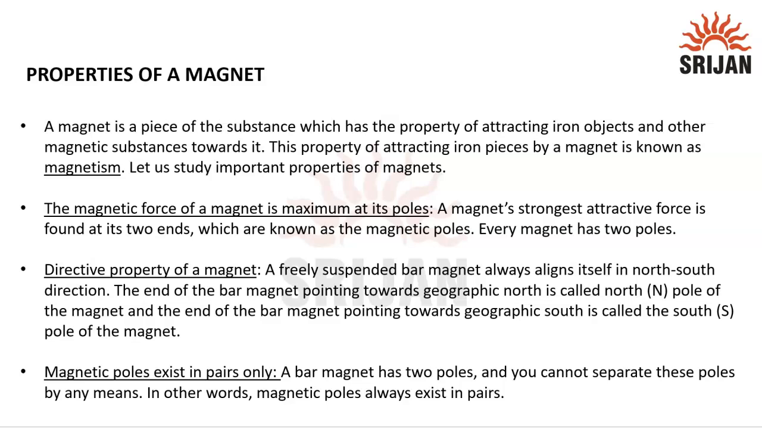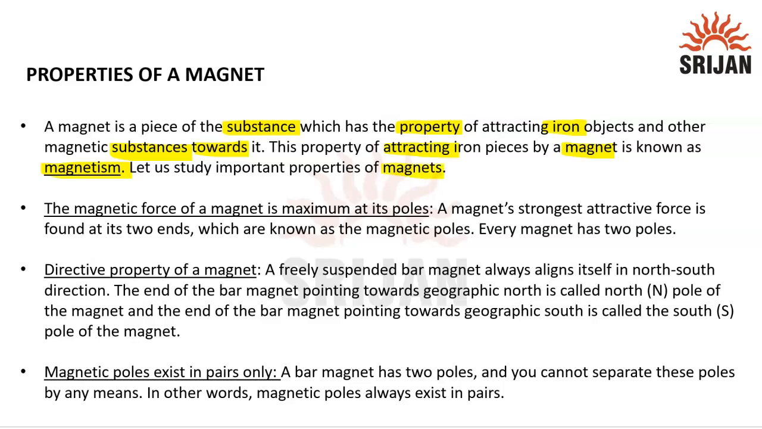In this video, we will learn about properties of magnets. A magnet is a piece of substance which has the property of attracting iron objects and other magnetic substances towards it. This property of attracting iron pieces by a magnet is simply known as magnetism. So let us study some important properties of magnets.